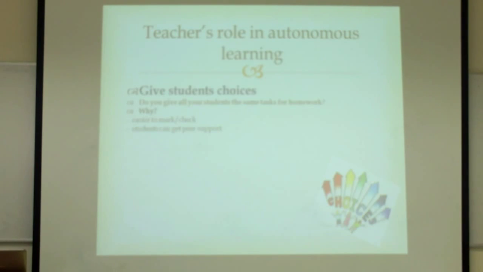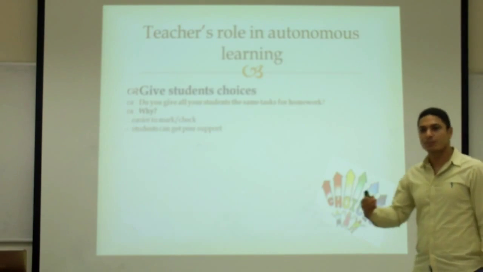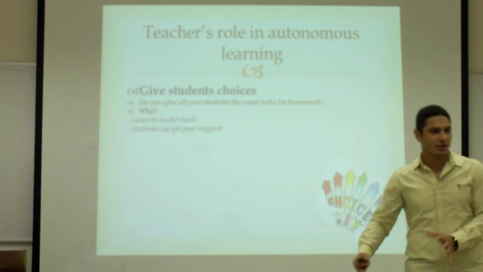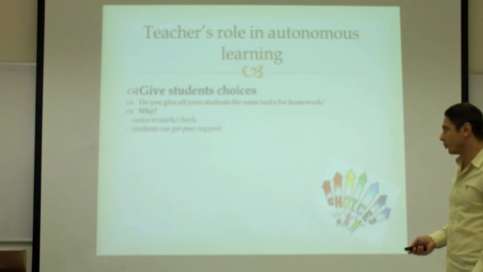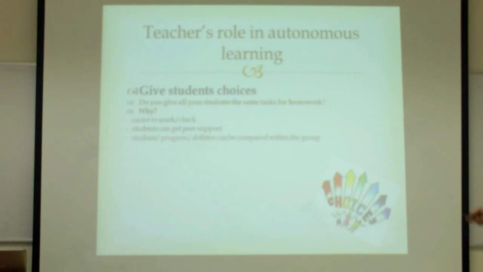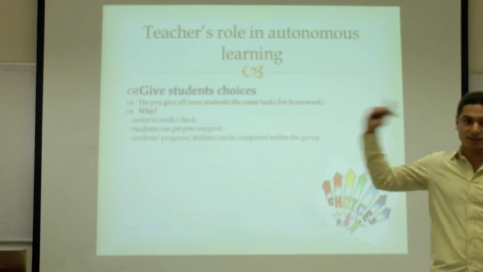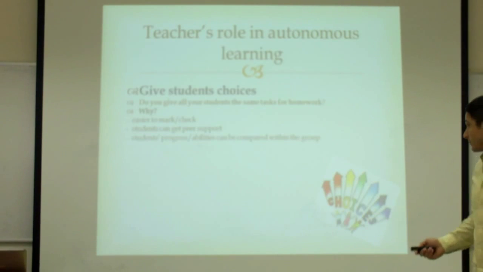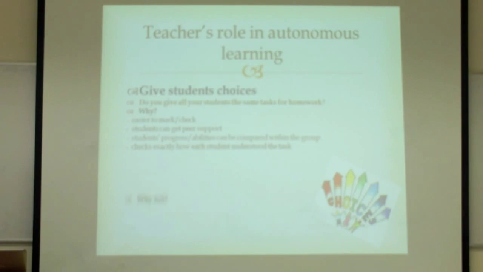Students can get peer support if they have problems. They can ask their classmates because they are sharing the same homework. Students' progress or abilities can be compared within a group. So I can compare, yeah, this student has done well, but that student hasn't. Check exactly how each student understood the task. But why not? Why don't we give the same homework to all students? Because it's more personalized learning. You give students the choice to pick something that is more related to them.